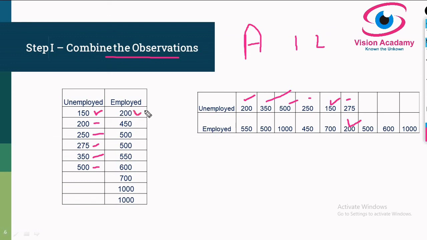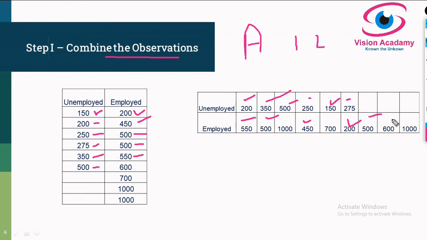First 200 I have entered here. After that, 450 is next highest. 450 is entered here. After that, 500 is next highest. 500 entered here. So we have two 500s here. I have entered 500, and next highest value is 550. I have entered 550 also.